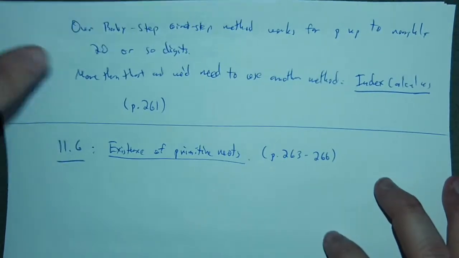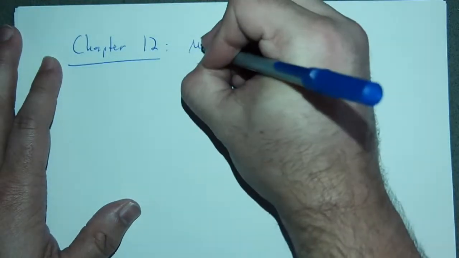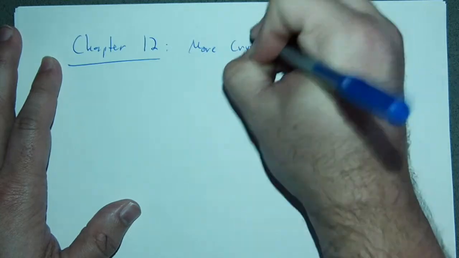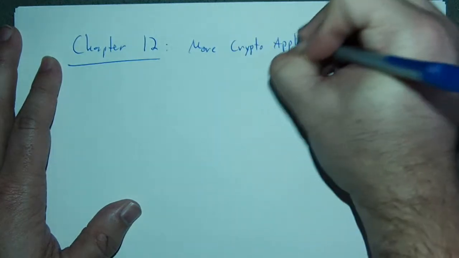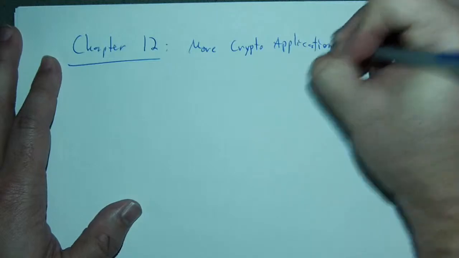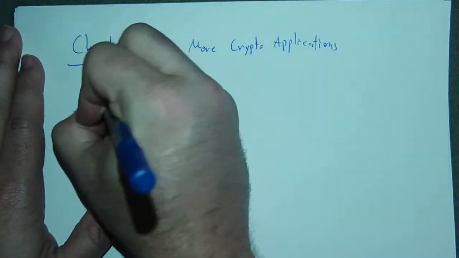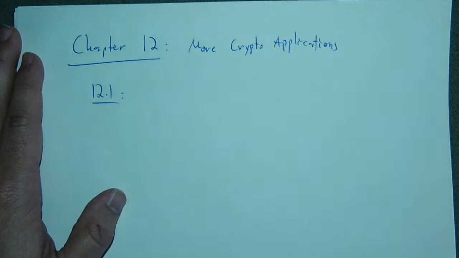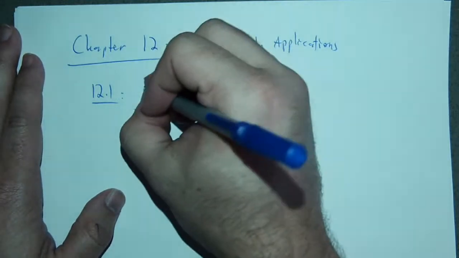So, moving on. Chapter 12 brings us back to more cryptographic applications, right? More crypto applications. And the first thing that we want to talk about in the first section is the Diffie-Hellman key exchange.